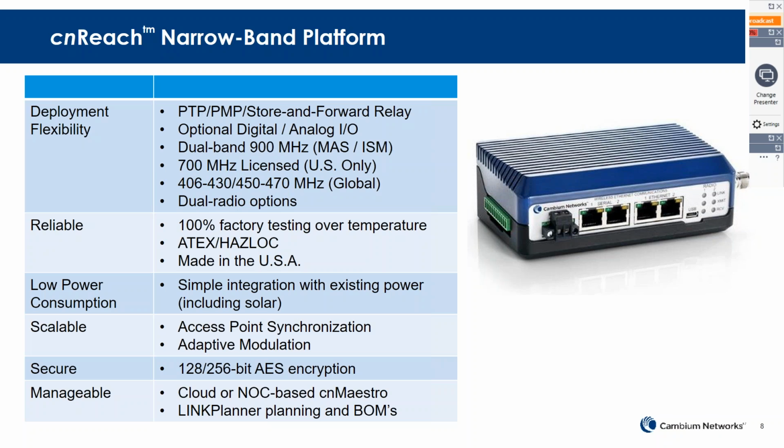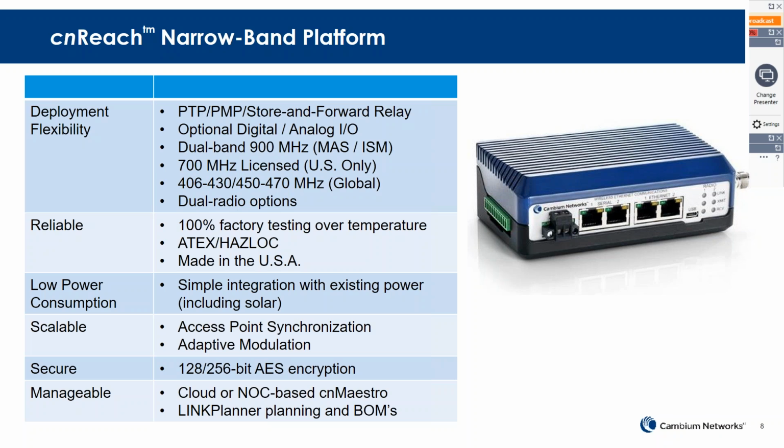And it's very scalable. We support different modulation modes, and we support adaptive modulation mode. And the other thing is access point synchronization. What does it mean? That means that you can deploy multiple overlapping unlicensed networks, all sharing the 900 megahertz band. But because of synchronization, each radio can operate in such a way that they will not interfere with each other.